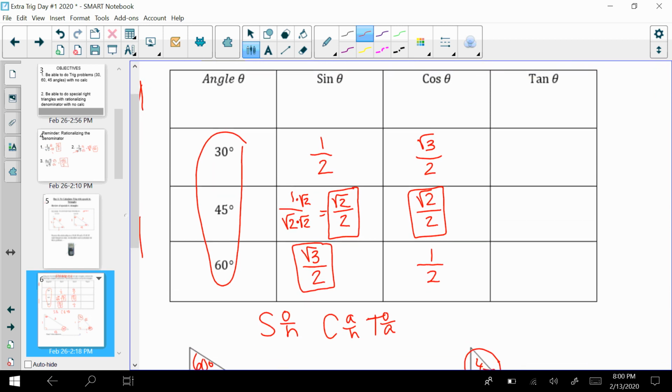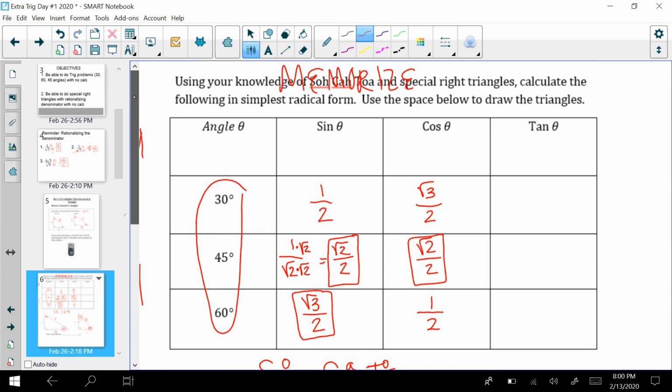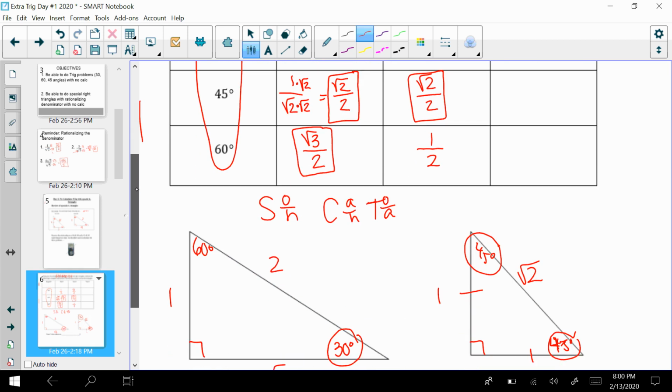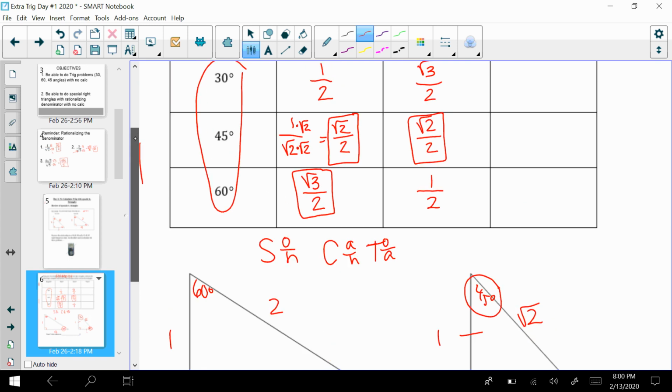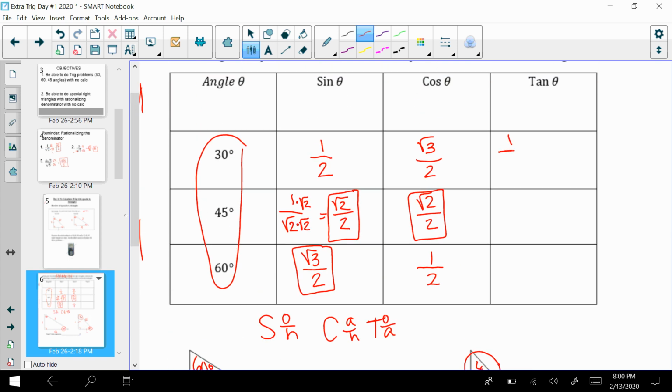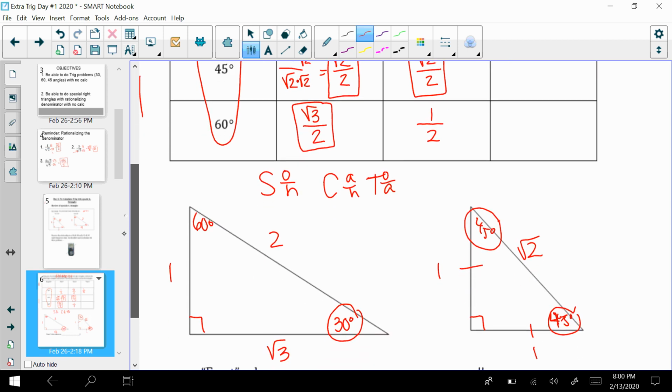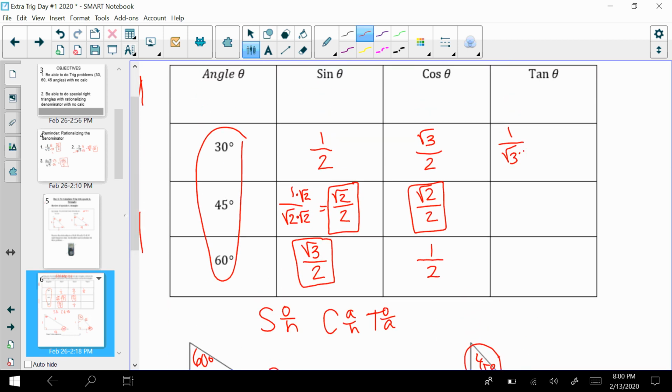If you want to pause the video and try to do tangent by yourself, go ahead. All right, tangent of 30 should be opposite over adjacent. That looks like it is 1 over radical 3, which we're going to just rationalize. This looks like it's radical 3 over 3. There's tangent of 30.